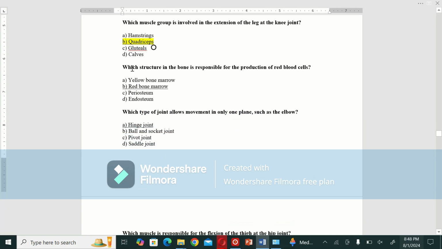The next MCQ is: which structure in the bone is responsible for the production of red blood cells? A. Yellow bone marrow, B. Red bone marrow, C. Periosteum, and D. Endosteum. So the correct option is B.